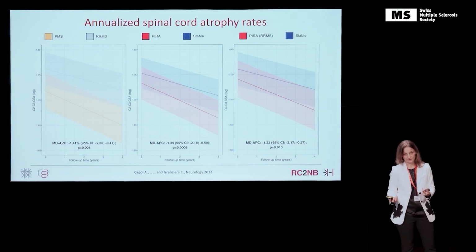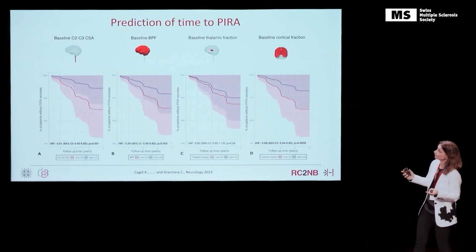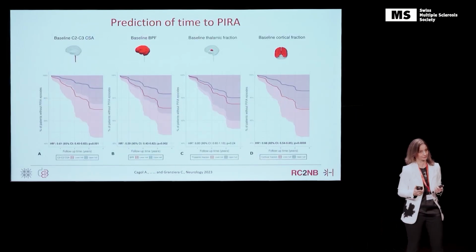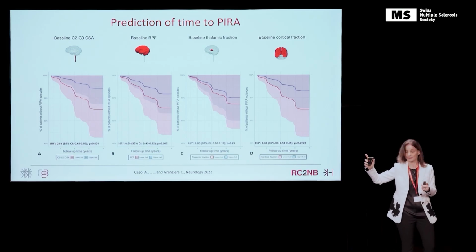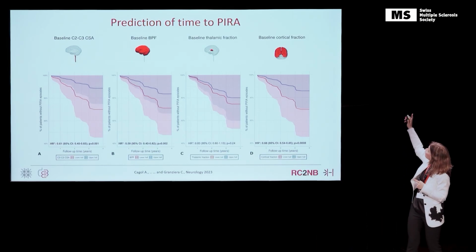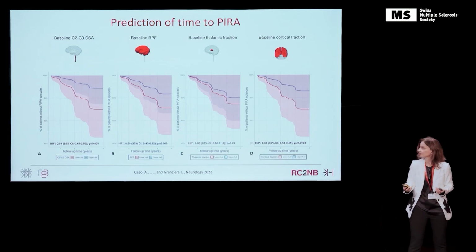So the fact is that these patients have cortical loss, spinal cord loss, and diffuse white matter damage. And then you try to do a lot of things. It's also possible to predict the development of PIRA: the volume of the spinal cord at baseline, the volume of the brain, and the volume of the cortex. So if you have less, you are more prone to develop PIRA, which makes sense.